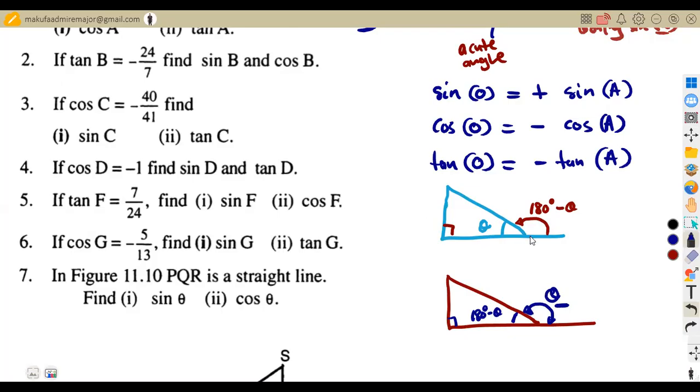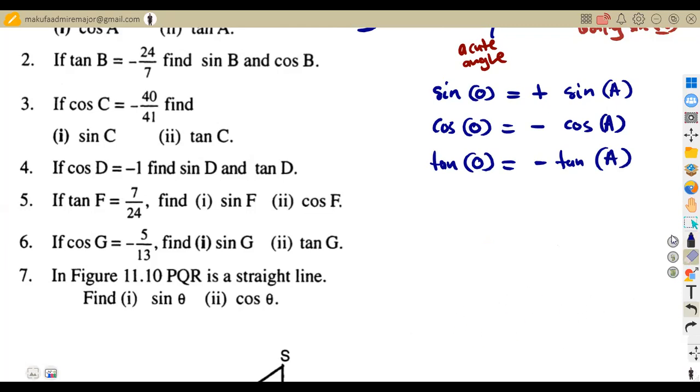So it does not mean 180 minus theta is always an obtuse angle. No, you relate and ask, where is theta? Is theta outside or not? Is 180 minus theta inside the shape or outside the shape? If it is outside, then it's an obtuse angle. If it is inside, then it's an acute angle. So this is the basic part that you're supposed to understand from your 180 minus theta and theta concept.